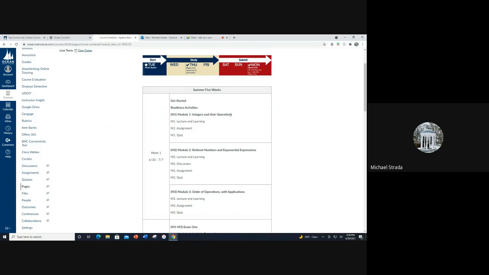You have to get through module 1, which includes the lecture and learning, the assignment, which needs to be submitted, and the quiz, which also needs to be submitted. Module 2, which is rational numbers and exponential expressions: again, an assignment and a quiz, but now you have a discussion question. In the readiness activities, you have an introduction discussion that we'll talk about momentarily. And then module 3, order of operations with applications: again, an assignment and a quiz. So this is a week where there are no tests. However, there is an assignment and a quiz.